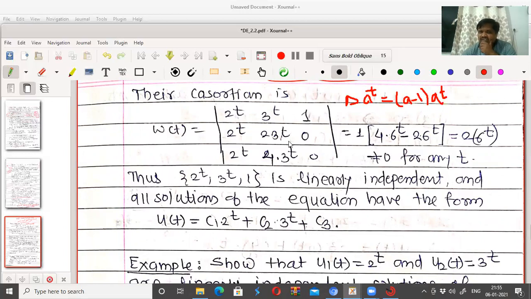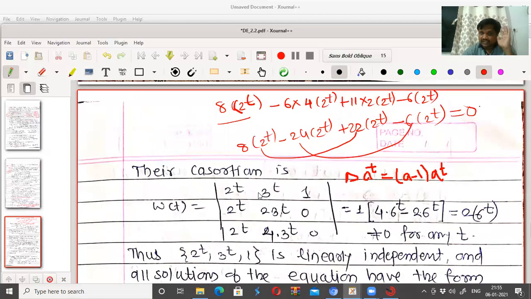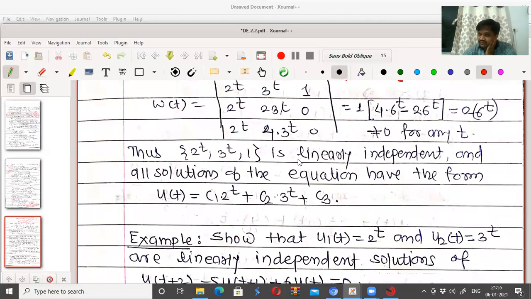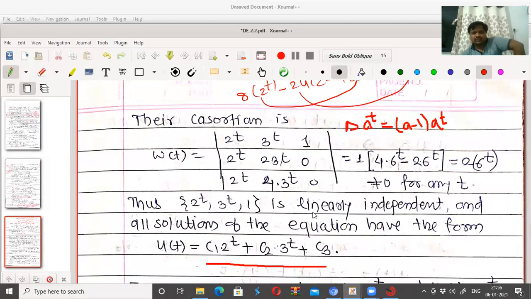That means you are taking 1 into this determinant, right? And it is 2 into 6 to the power t, which is not equal to 0 for any value of t. That means its Wronskian, its Casoratian, is not equal to 0. Thus 2 to the power t, 3 to the power t, 1 are solutions of this homogeneous equation, and the Casoratian is not equal to 0. Therefore these are linearly independent solutions, and all solutions of the equation have the form u(t) equal to c1 2 to the power t plus c2 3 to the power t plus c3.